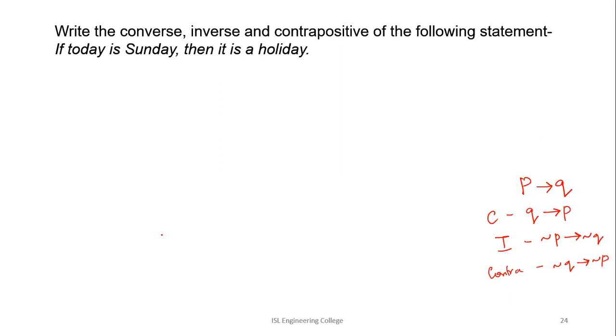Now we have to identify what is P and what is Q. So it is in the form of if P then Q, correct? So today is Sunday is our P. It is a holiday is our Q. Now, so this is P implies Q.